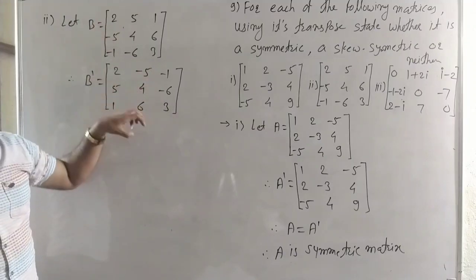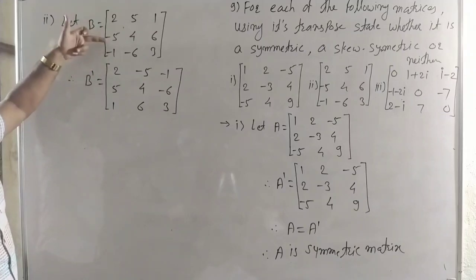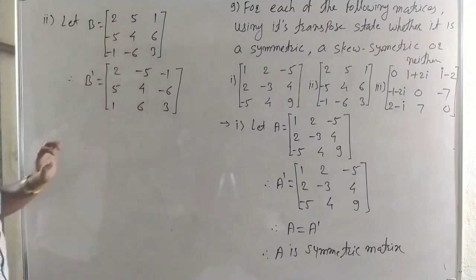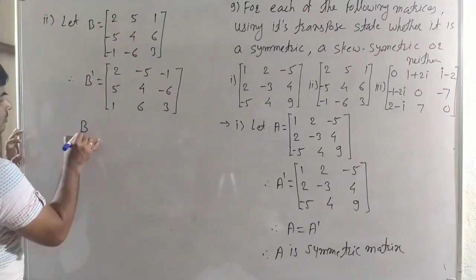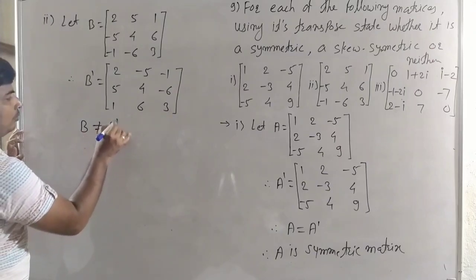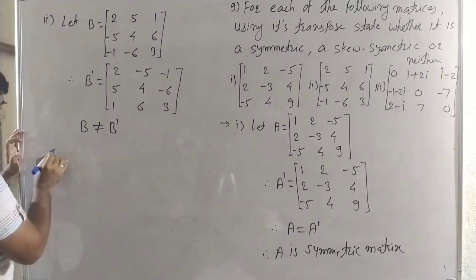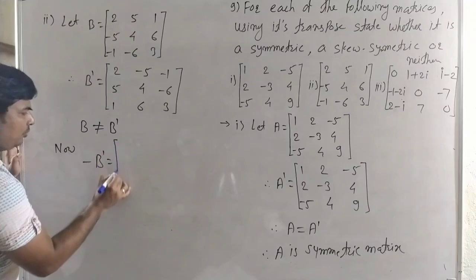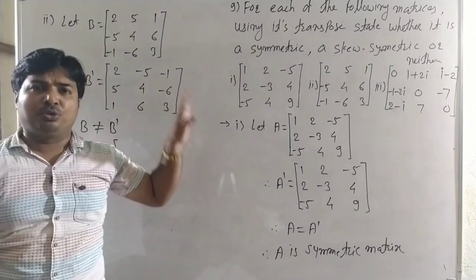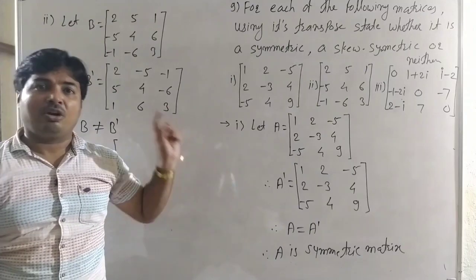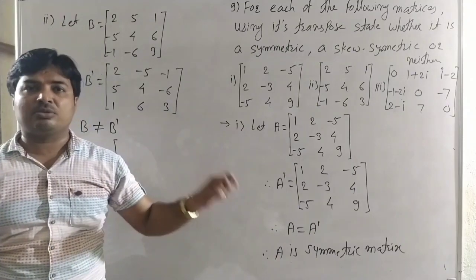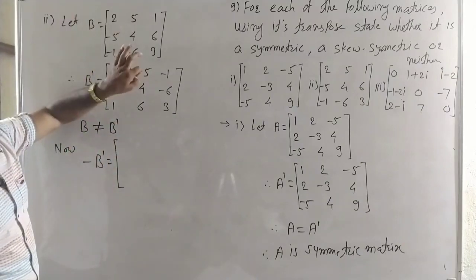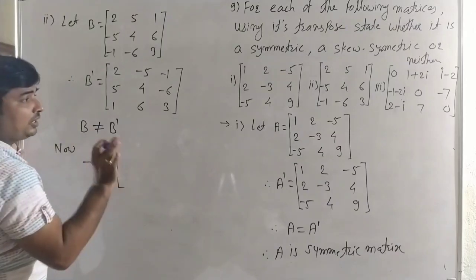Now we observe here 2 is equal to 2, but here minus 5, and here it is 5. Therefore B is not equal to B dash. Now we know that if a matrix is equal to its transpose, then it is symmetric, and if a matrix is equal to minus of its transpose, then it is skew symmetric. Now B is not equal to B dash, that means it is not a symmetric matrix. Now we check whether it is skew symmetric or not.